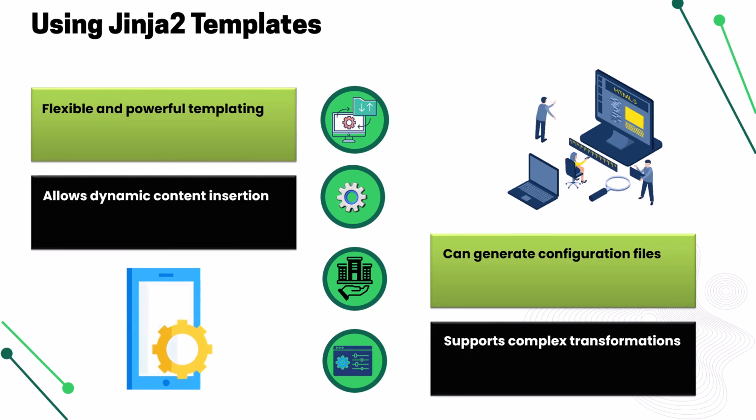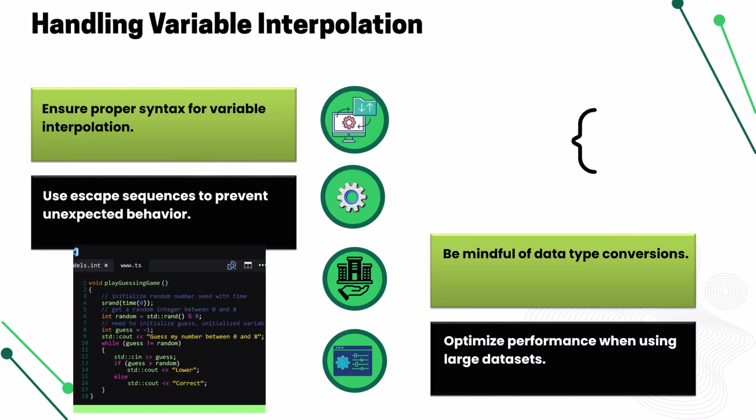Jinja 2 templates are where Ansible really shines. Dynamic content, custom configurations, and adaptability at its finest. Want your files to adjust based on variable input? Jinja 2 lets you do that seamlessly. It's like having a personal assistant for automating configurations. One word: game changer.